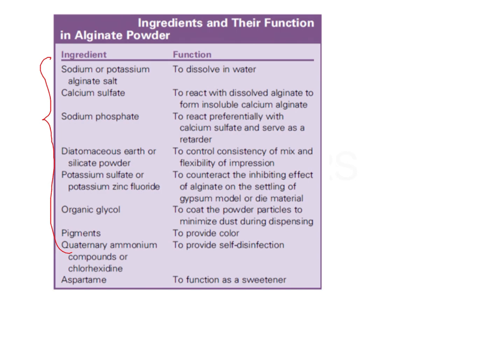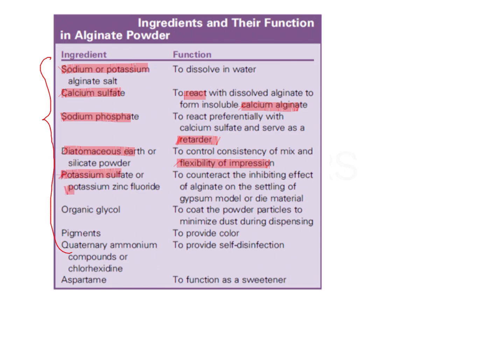So primary ingredient is potassium or sodium alginate. Calcium sulfate is the one that reacts, so it's the reactor and forms calcium alginate. Sodium phosphate is going to act as a retarder. So this is an important question. Diatomaceous earth, which is the major composition for the flexibility of the impression material.